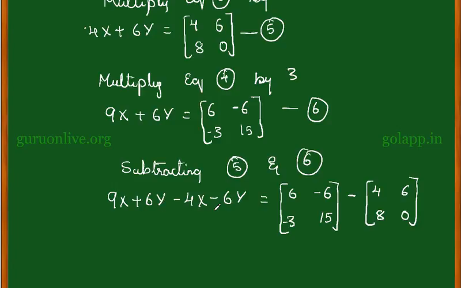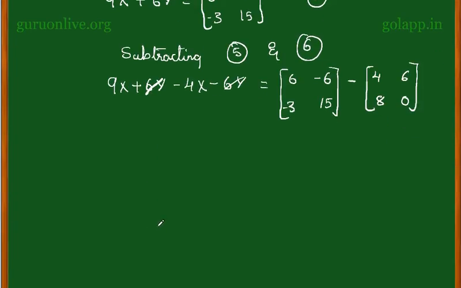In LHS I have plus 6 and minus 6, which gets cancelled. So I am left with 9x minus 4x. I get 9x minus 4x as 5x, which is equal to, in RHS I have two different matrices, which are 2 cross 2 matrices. I can subtract the corresponding elements. The first element is 6, corresponding element is 4. 6 minus 4 gives 2.